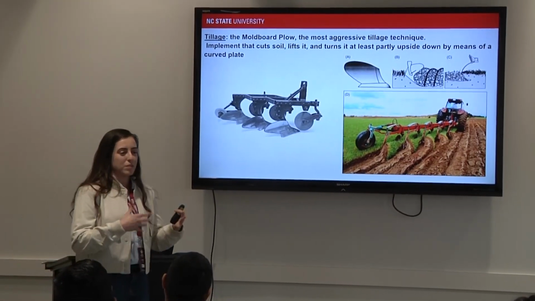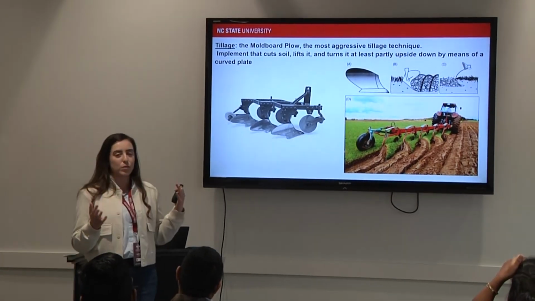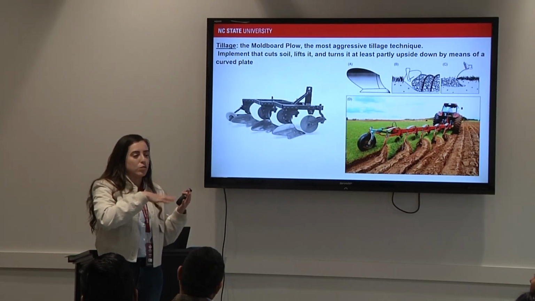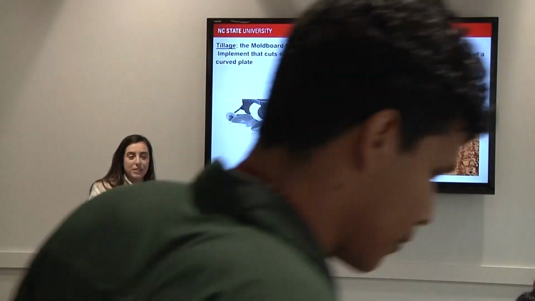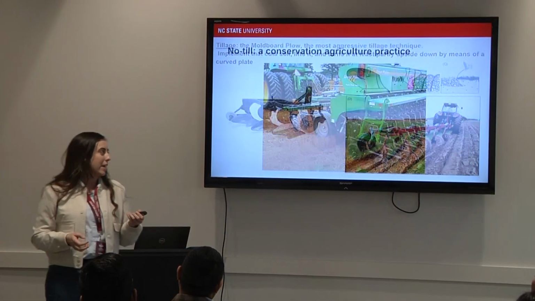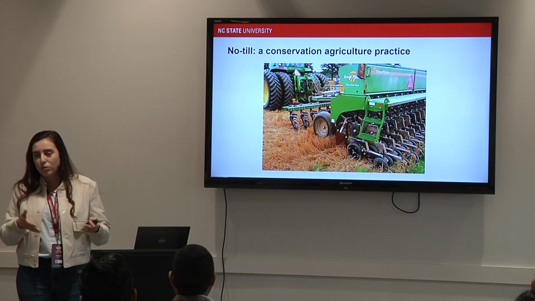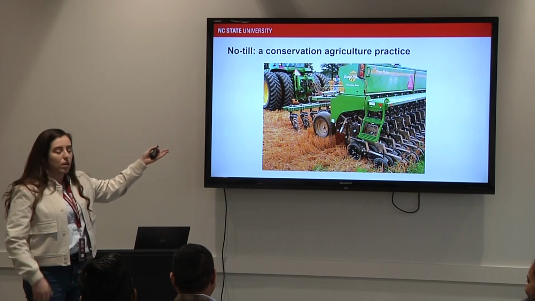So it's basically when you revolve the soil and then you expose the soil and whatever is on top of it, the crop or whatever, you bury it, and that material is going to get decomposed, right? A no-till practice is when you don't do this type of practice, you don't revolve the soil, and you plant on top of the residue.